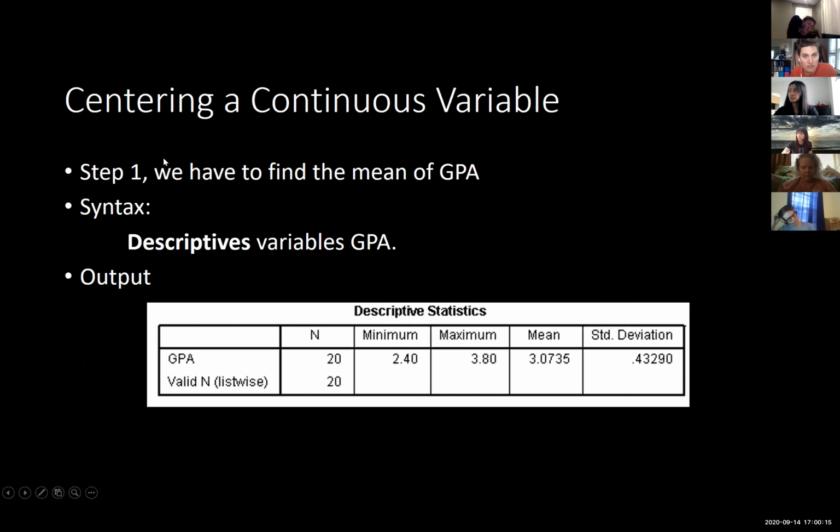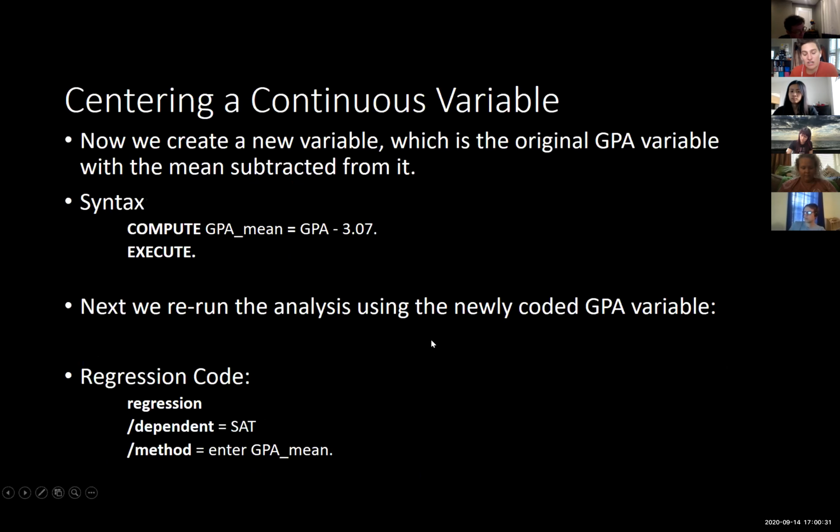In order to do that, the first thing we have to do is figure out what the mean of GPA is. So I ran some descriptive statistics and I found that our mean is 3.07. So I'm going to recenter at 3.07. And the way that we do that is just ridiculously easy. It's conceptually very confusing, but it's very easy to do. You subtract 3.07 from everybody's score.